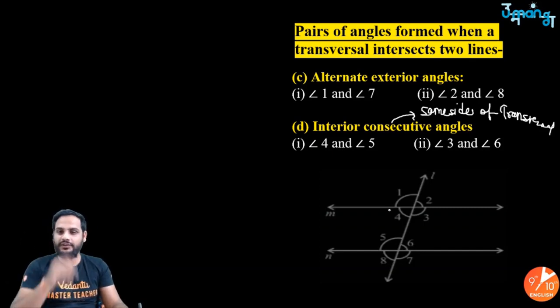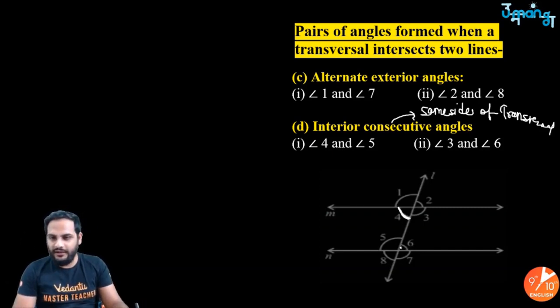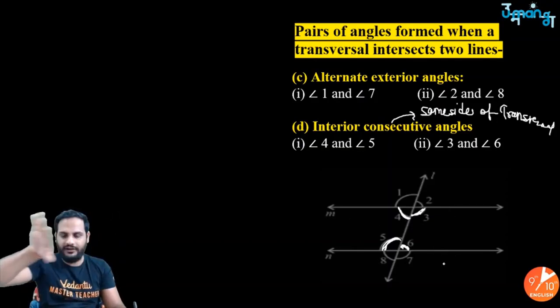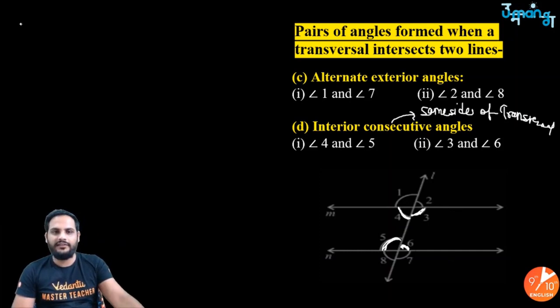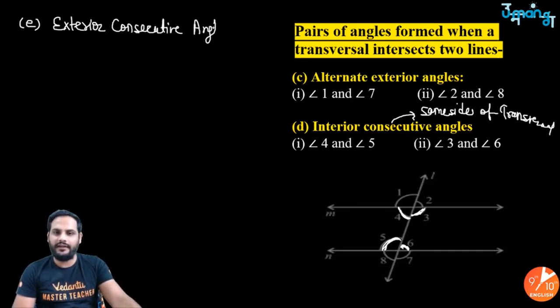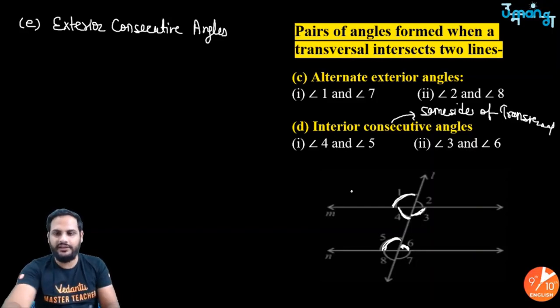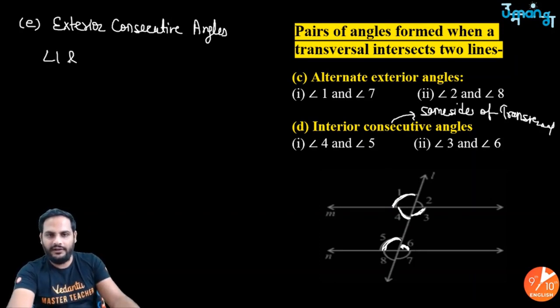Now consecutive means on the same side. So one pair will be angle 4 and angle 5, right? And the other pair will be angle 3 and angle 6. 4 and 5 are on the same side, 3 and 6 are on the same side of the transversal. Same way, one more thing exists, that is your exterior consecutive angles. What is that? Exterior consecutive angles. Okay, so in this case, look, angle 1 is the exterior part, right? So angle 1 and on the same side we have angle 8.